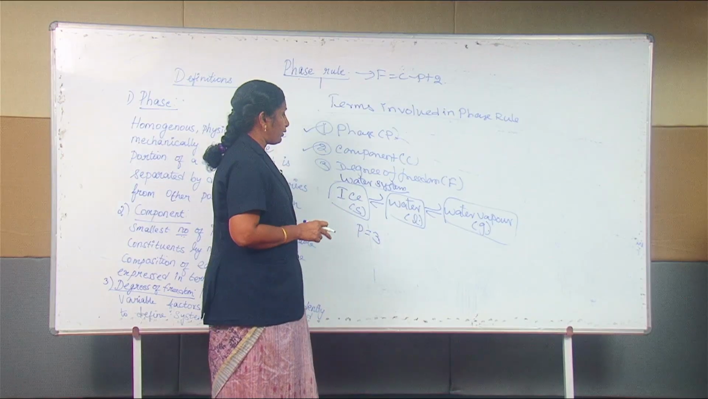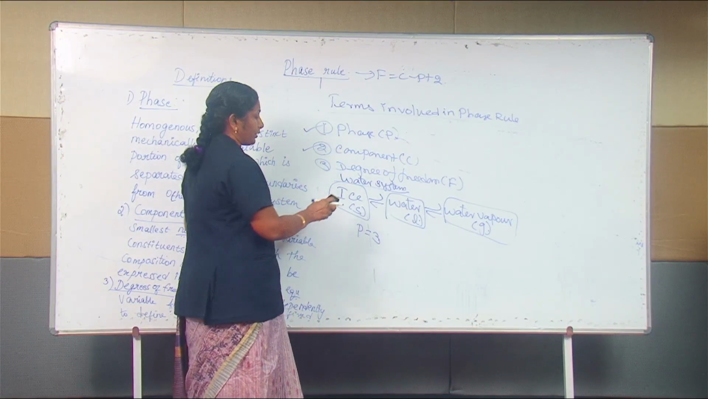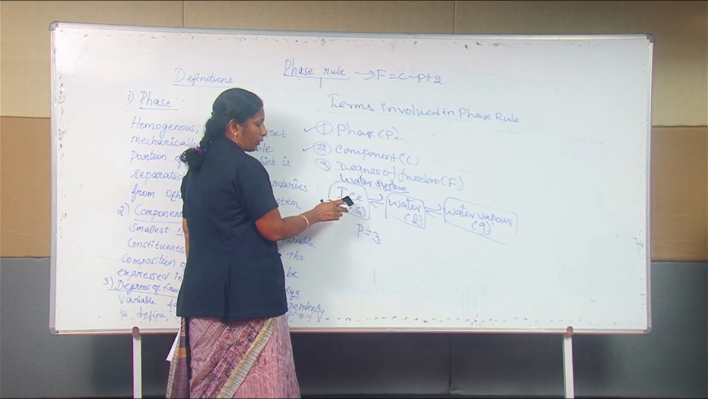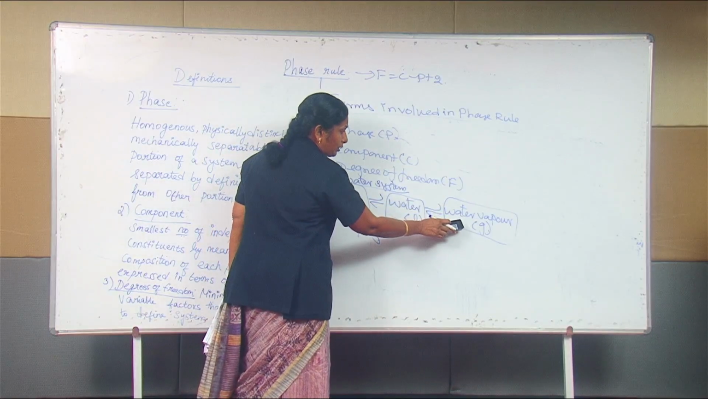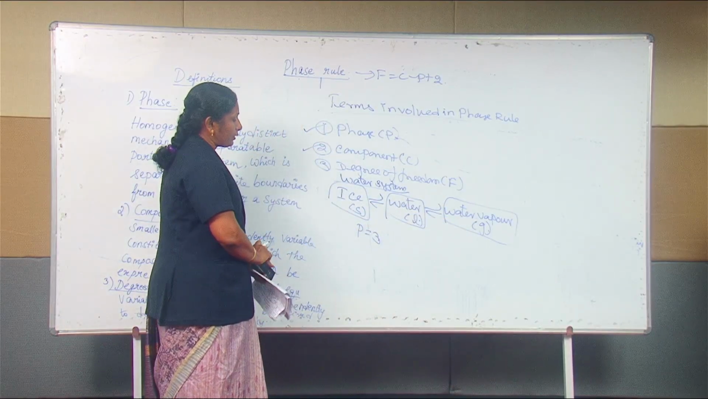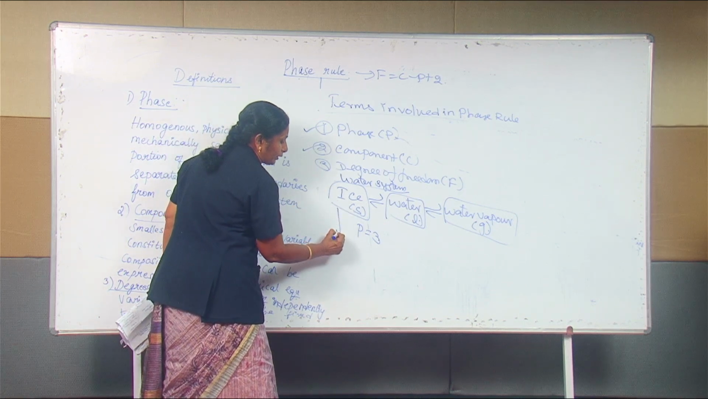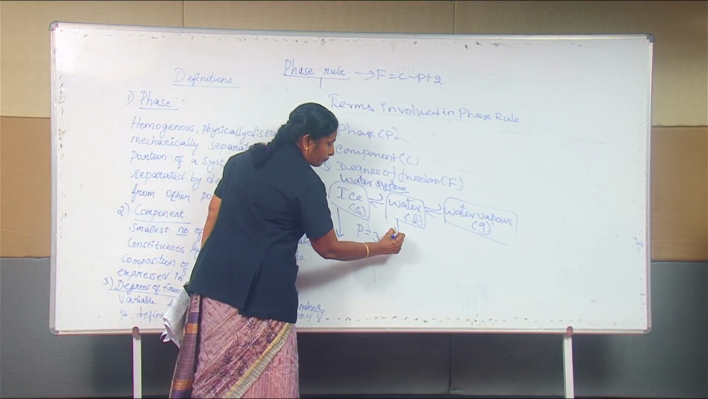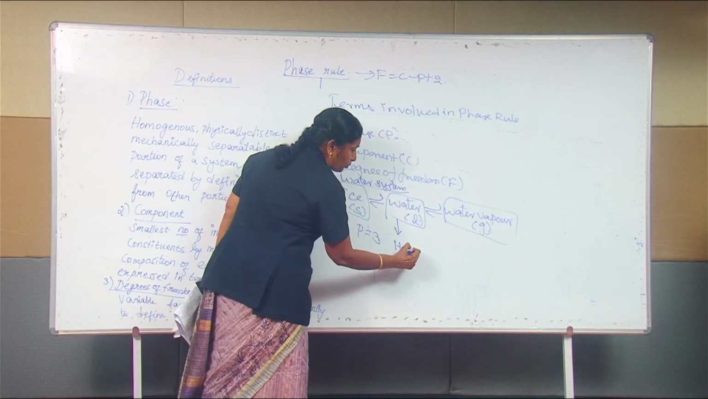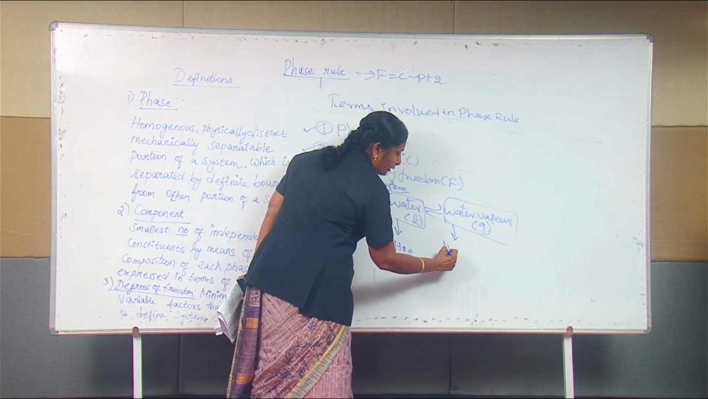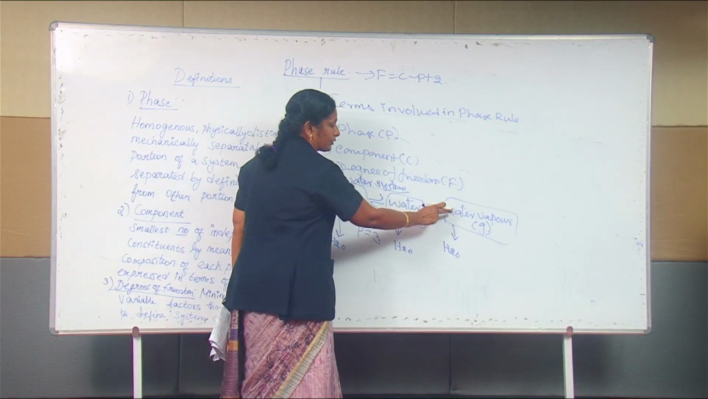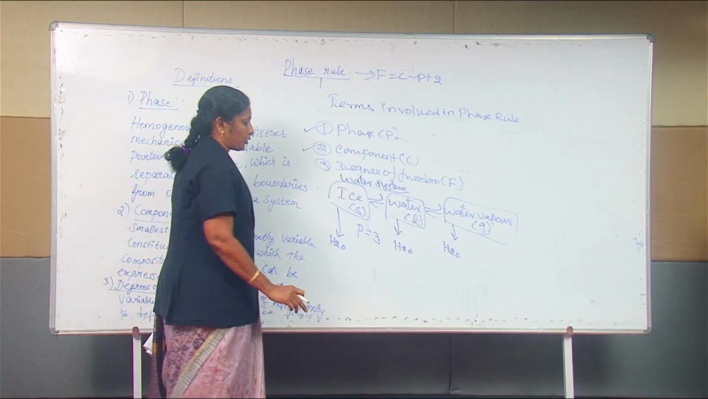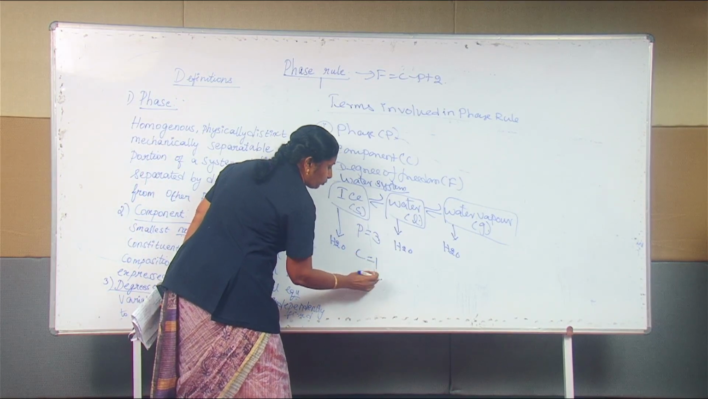Now we'll see one example. Here also you'll take the same example, that is ice, water, the water system. This water system consists of three phases: one is the ice, another one is the water, another one is water vapor. The ice can be expressed by the chemical formula H2O, water can be expressed by the chemical formula H2O, and water vapor can be expressed by the chemical formula H2O. All the three phases can be expressed by the single formula, that is H2O. So the number of components is equal to 1.